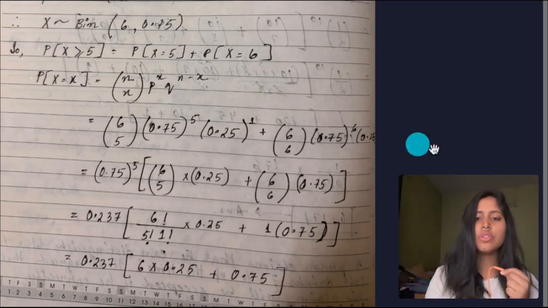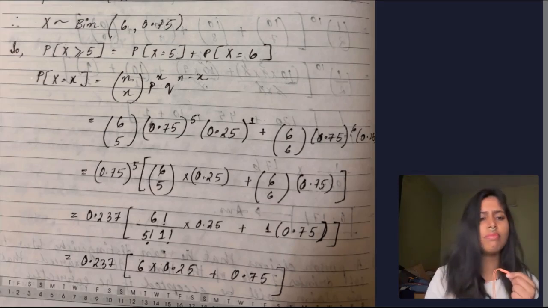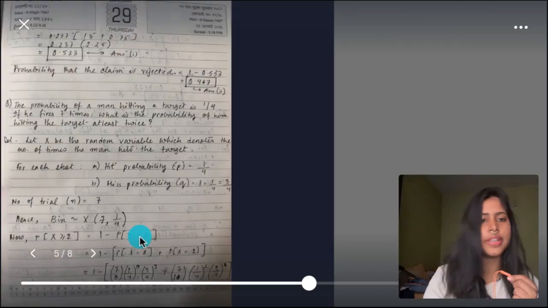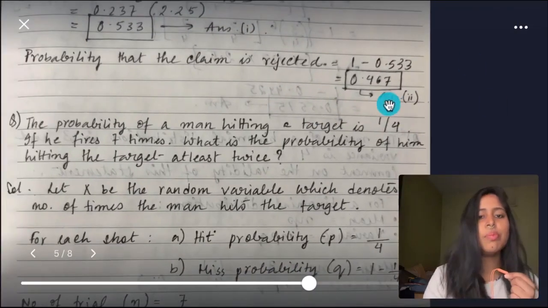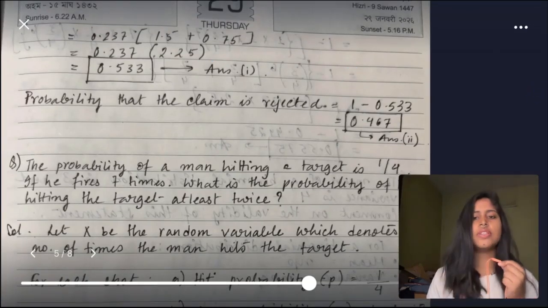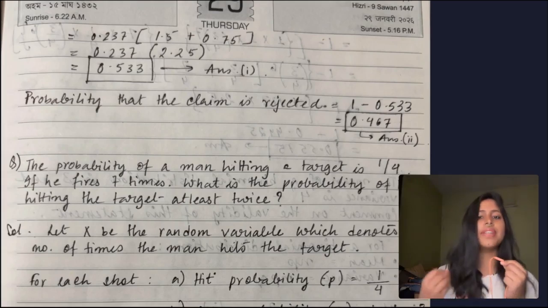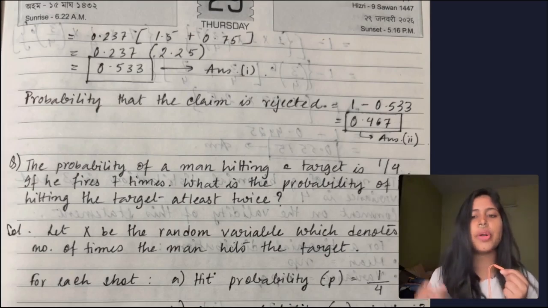And for x equals 6, it will be what? 6 choose 6, 0.75 to the power 6, 0.25 to the power 0. Now, if you calculate this step by step, you get the answer. See here, 0.533. So basically, what does this mean? This 0.533 means that the probability that his claim is accepted is about 53.3%.